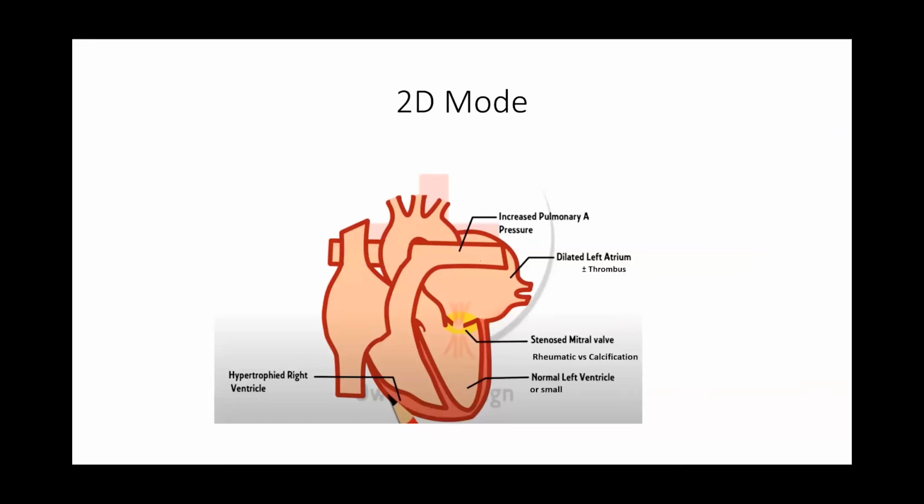Then you will go for 2D mode, and as we discussed in the pathophysiology, you will see what kind of pathology is at the mitral valve, whether it's rheumatic, or any thickening or calcification. Your left ventricle will be small or normal size. You will have a dilated left atrium, on transthoracic and definitely on transesophageal. Look for a left atrial appendage clot or some thrombus. And pulmonary vessels will be dilated.